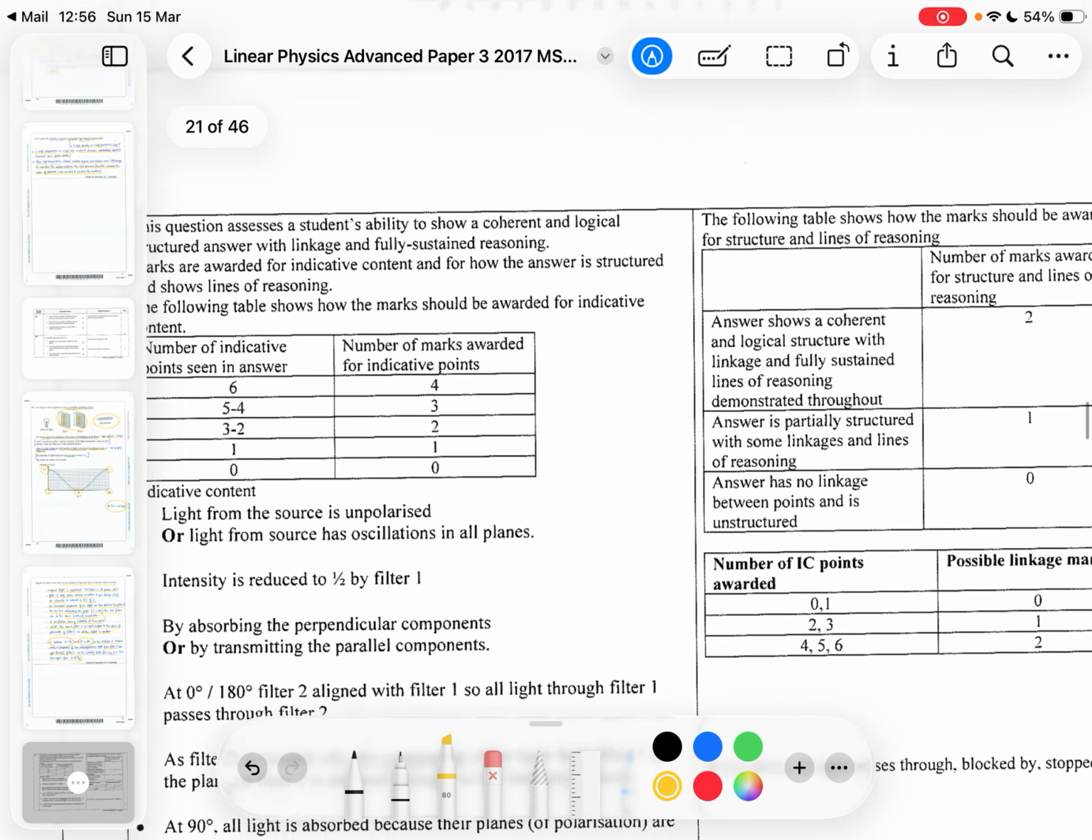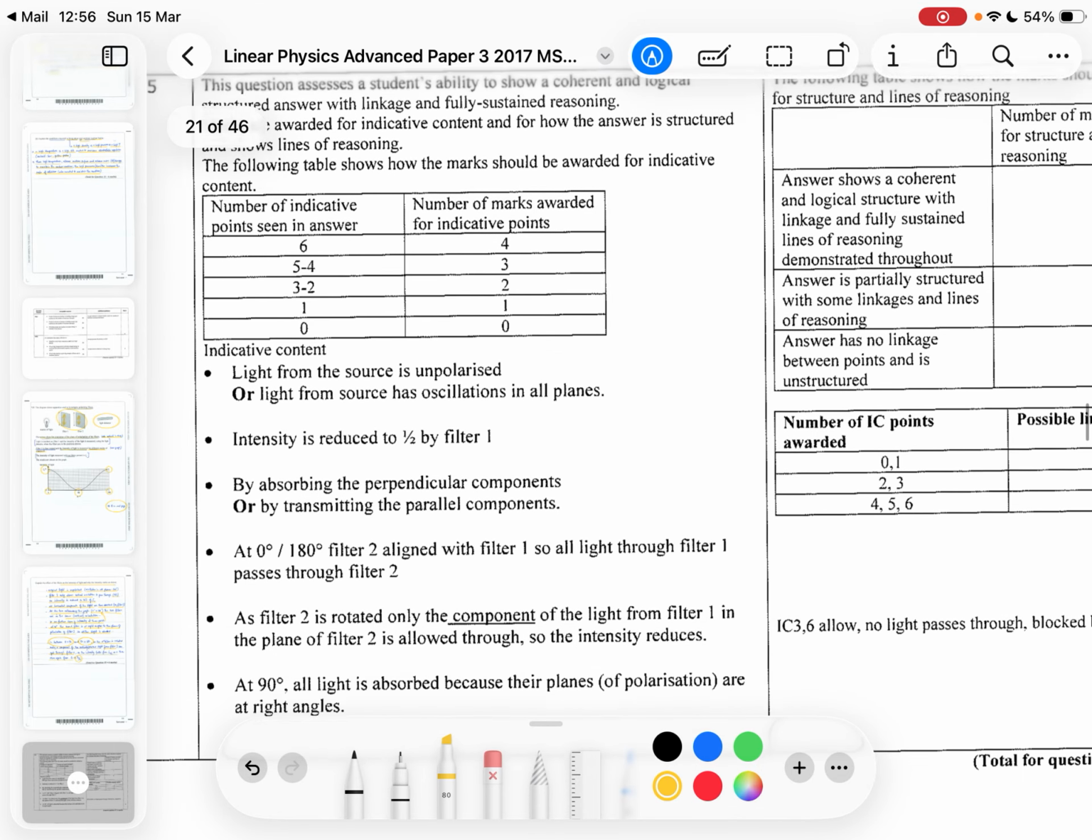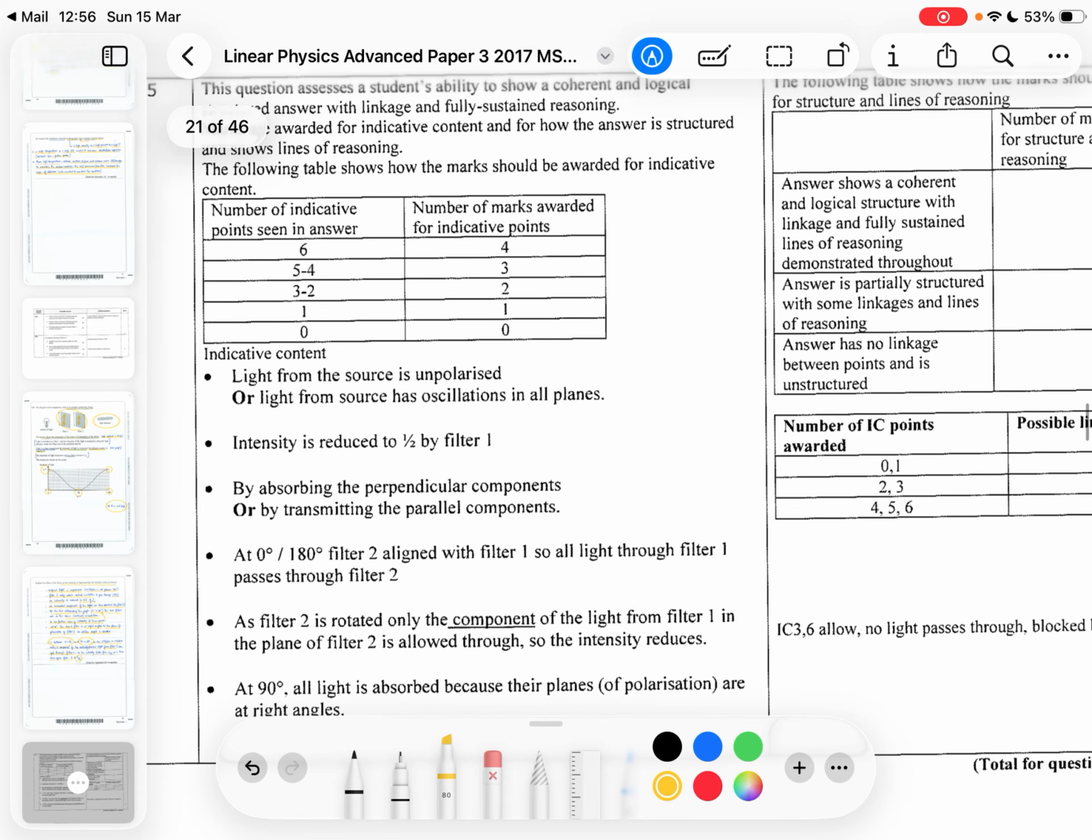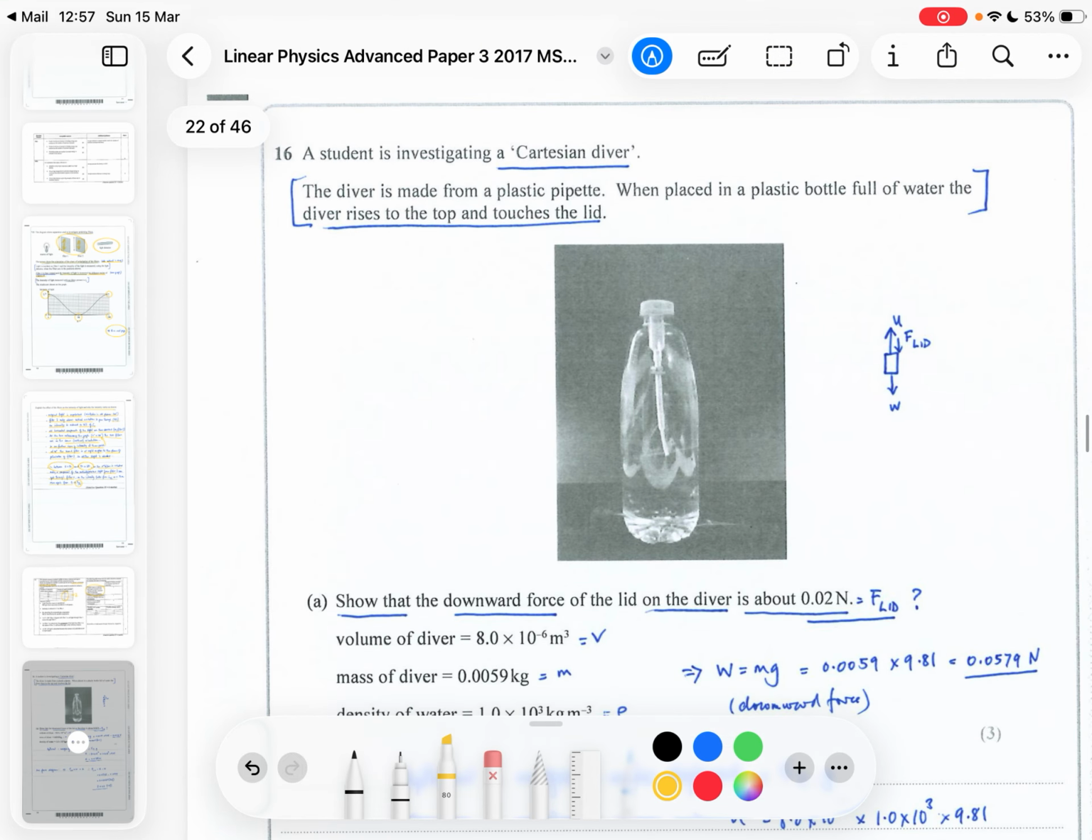And here, it's not just what you've said, but how clearly you have said it. Your answer has to be structured and show clear lines of reasoning. So you get 4 marks for mentioning all the points that I mentioned, and then they give you up to 2 if the way you've written it shows a coherent and logical structure with linkages and fully sustained lines of reasoning throughout. That means you don't confuse the examiner. Very common to have one of these in each question.